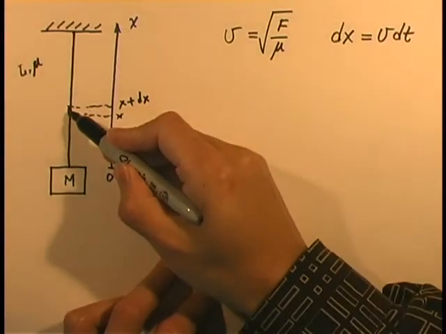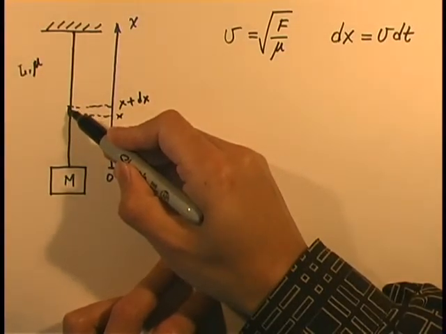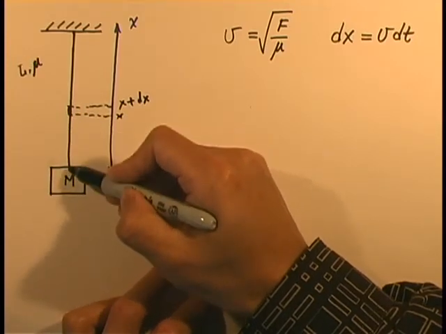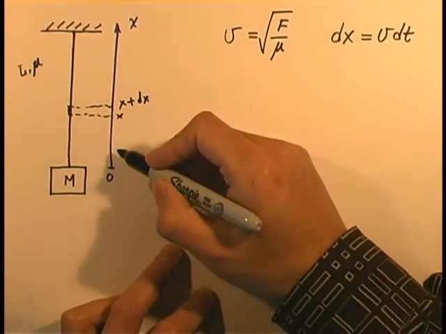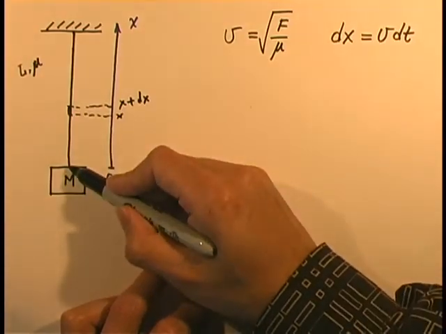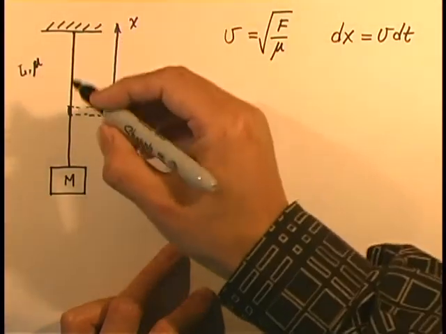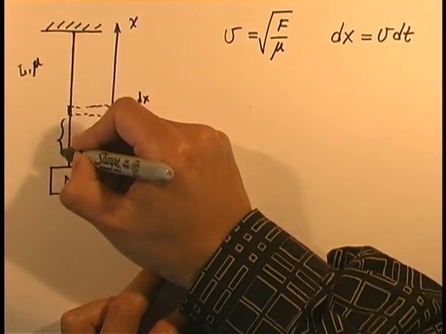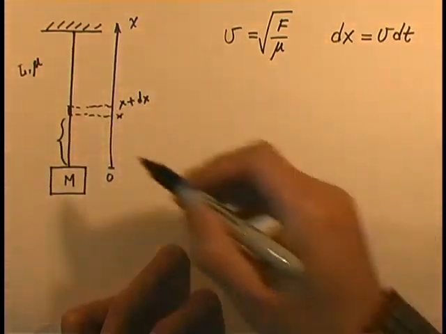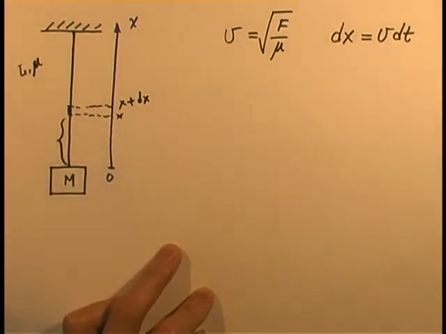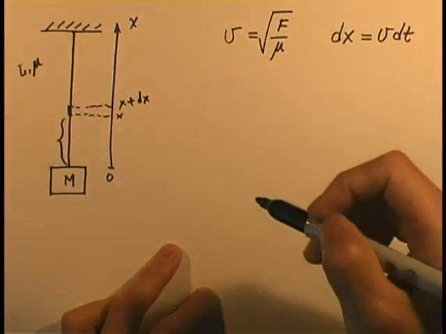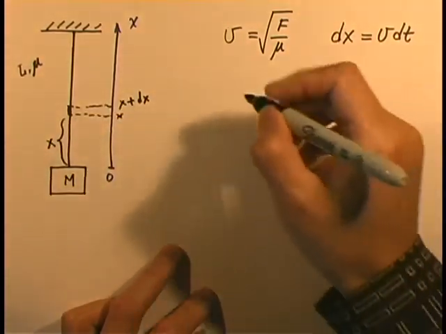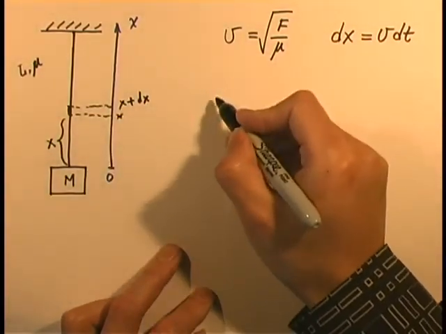So what is the tension here? The tension here is the force that has to support the weight of the block plus that part of the string. Let us establish a coordinate system starting from the lower end of the string going upwards. The length between here and there is the segment of the string whose weight must be supported by the tension here. What is the mass of that segment? Well, if this length is x, then the mass that has to be supported, let's call it m prime.